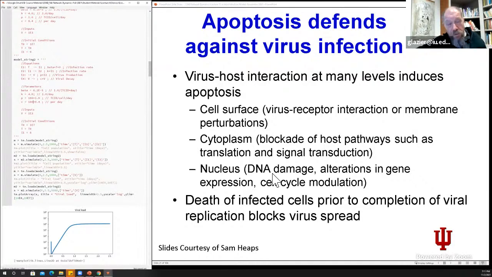If the cell is able to recognize that it's infected and go through the apoptotic process before it begins to release virus, then the virus can't spread at all, because the virus requires the mechanisms of cell replication, protein synthesis and cell replication, to be able to proliferate. And so if the cell is able to kill itself during the eclipse phase, then in principle, there's no viral production.